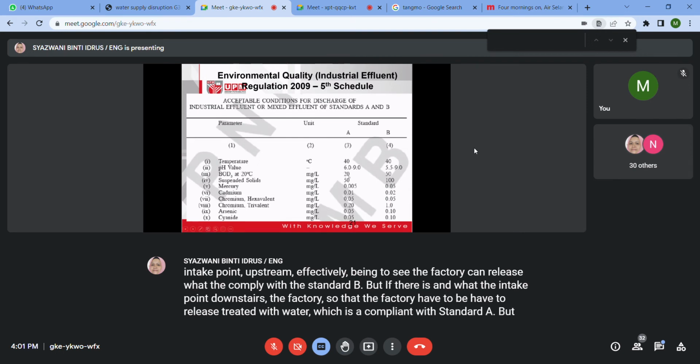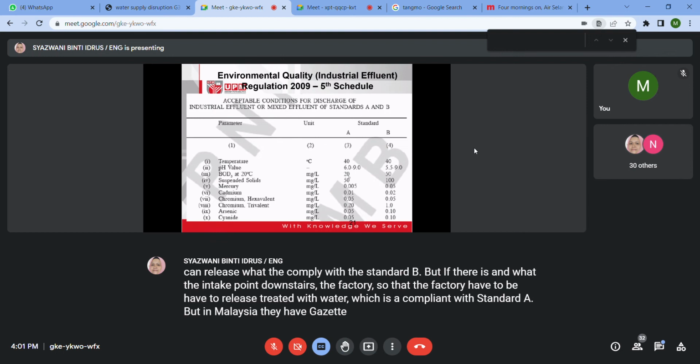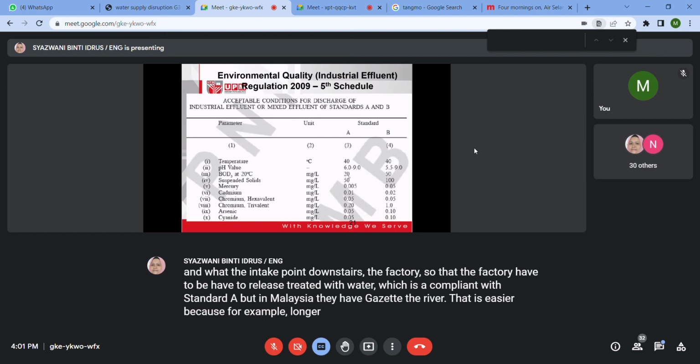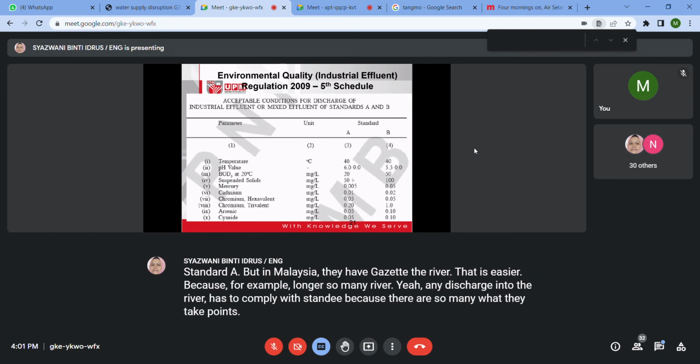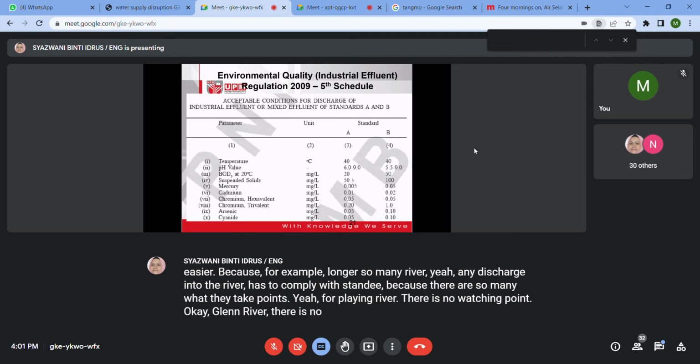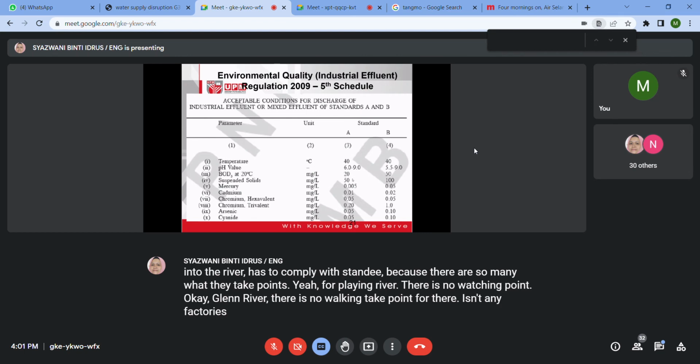But in Malaysia, they have gazetted the rivers. That is easier because, for example, for Langat River and Semenyih River, any discharge into those rivers has to comply with standard A because there are so many water intake points. For Klang River, there is no water intake point. For that reason, any factory releasing treated wastewater there can comply with standard B. That is a very quick revision.